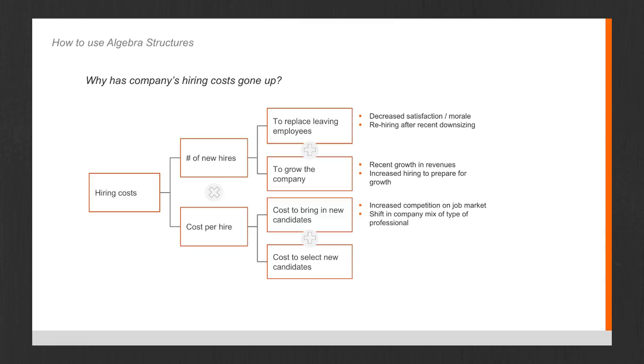Maybe there's a shift in our company mix of type of professionals. So we're hiring different types of professionals that are more expensive to reach. Maybe they're more senior, or we don't know how to reach them well yet. So we're still learning, and that's what's bringing the higher costs up.